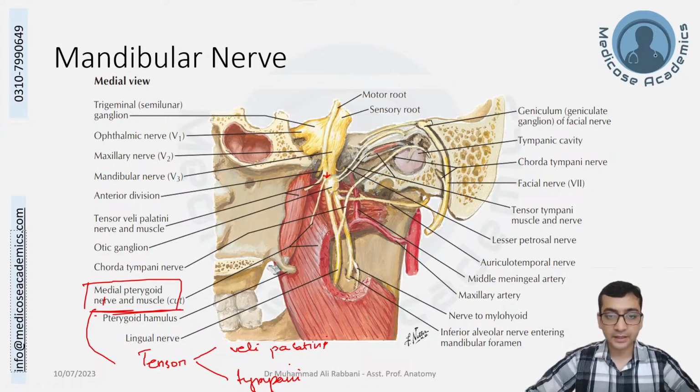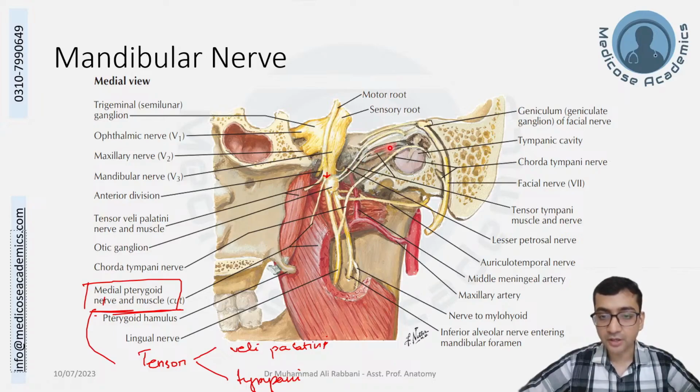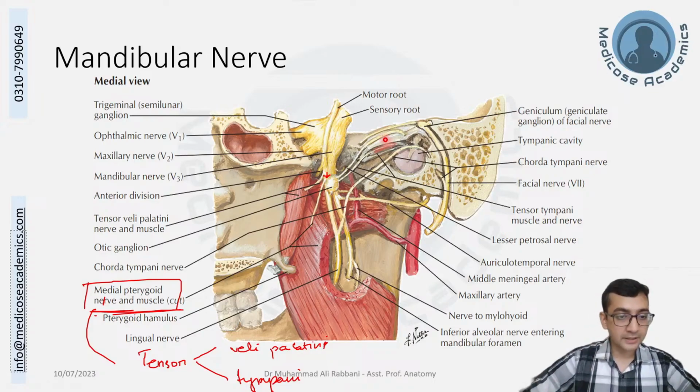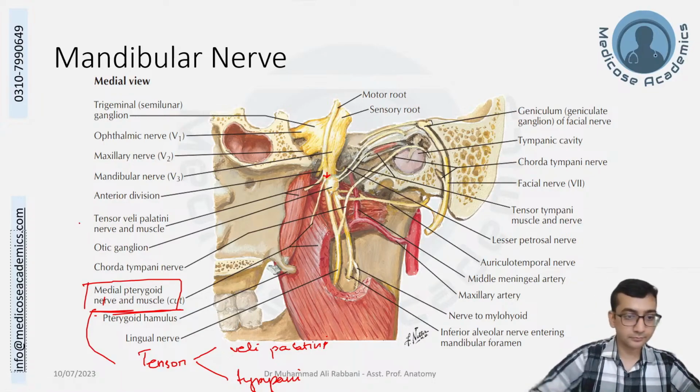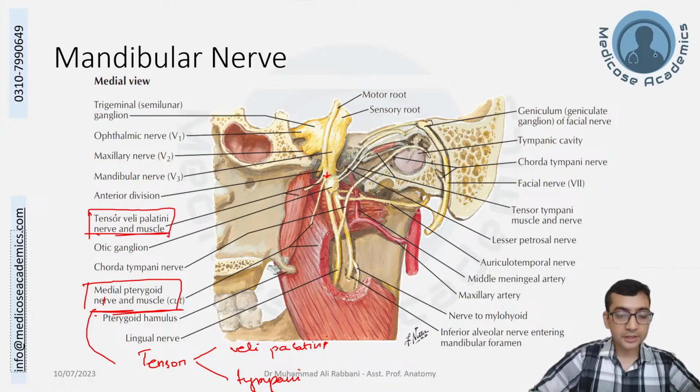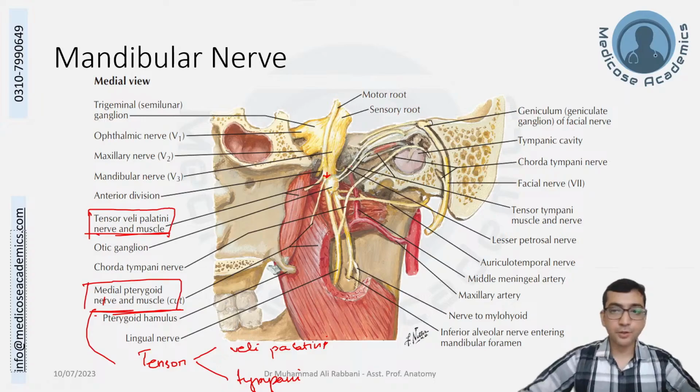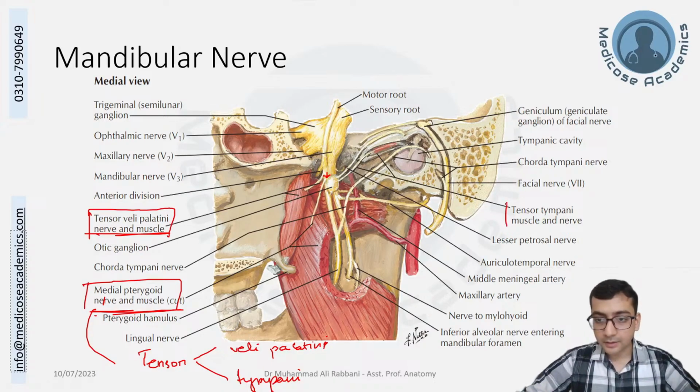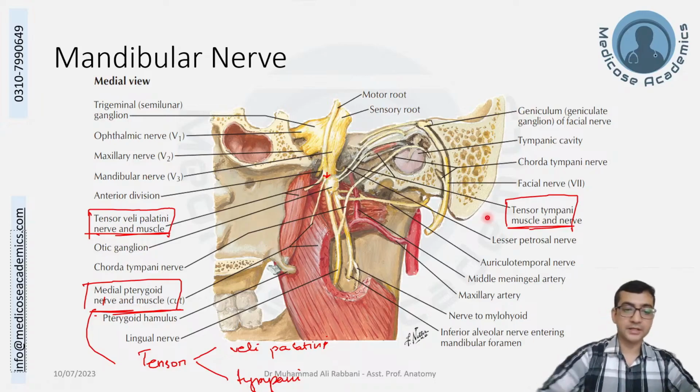The nerve that is supplying the tensor of the palate is basically a branch of the nerve coming from the medial pterygoid nerve. So here you can see the nerve going to the tensor tympani and the nerve going to the tensor veli palatini. It is shown right here. They may arise as separate branches, but they usually arise from this parent nerve, that is the medial pterygoid nerve.